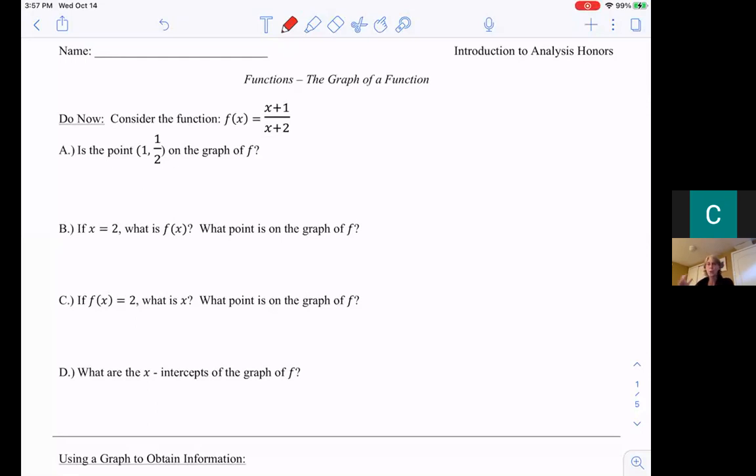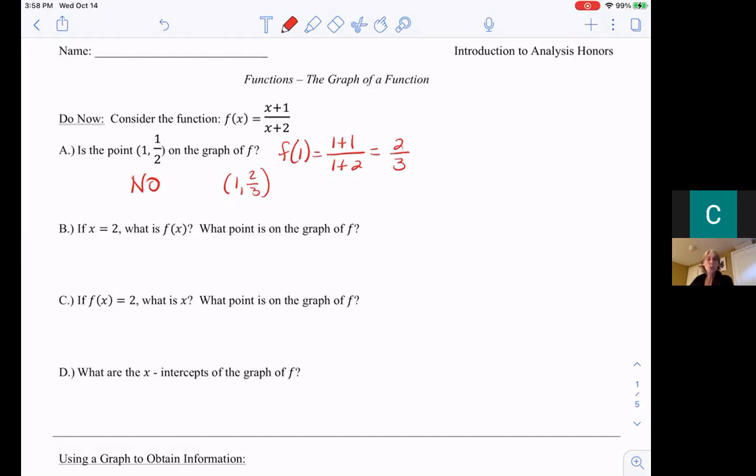In other words, if we were to graph that function in our calculator, would we see the point (1, 1/2) on that graph? Well, how could we figure this out? Basically, if we plug in 1, we should get a half. So that's exactly what I'm going to do. I'm going to go ahead and plug in 1. And I get 2/3. So no, this actually means the point (1, 2/3) is on the graph. So no, that point is not on the graph.